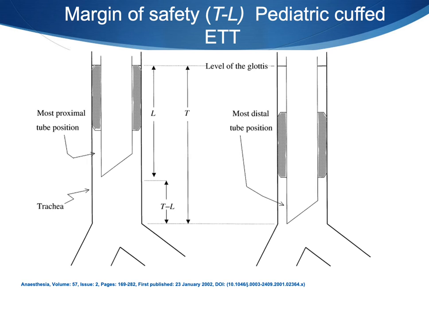The L represents the distance from the proximal edge of the cuff to the tip of the endotracheal tube. And if you take the T minus L, that exact measurement is your margin of safety, whereas how much room do you have so that your endotracheal tube will not become extubated or will not become endobronchial, as we'll see in the next slide.